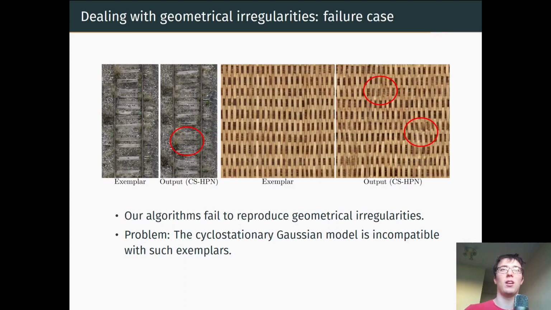The next point I want to discuss is geometrical irregularities, which can sometimes occur in exemplars. For instance, the railroad has planks spread semi-regularly across the road, or the wicker texture has slightly misaligned wood. Our algorithms struggle with these irregularities. On the synthesized railroad on the left, some planks are cut or blended into each other. And on the synthesized wicker texture on the right, obvious blendings can be spotted.